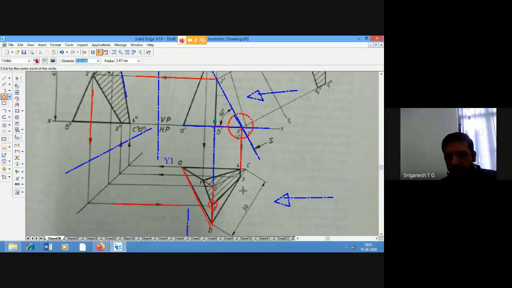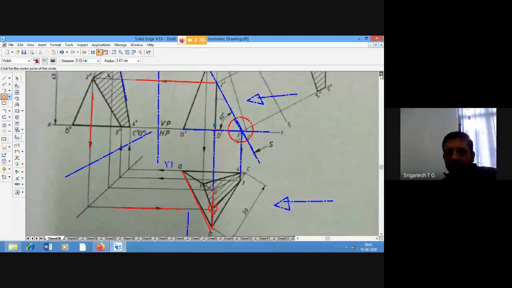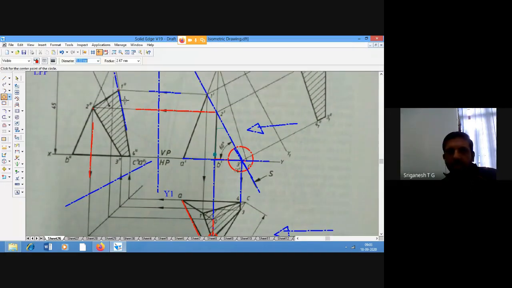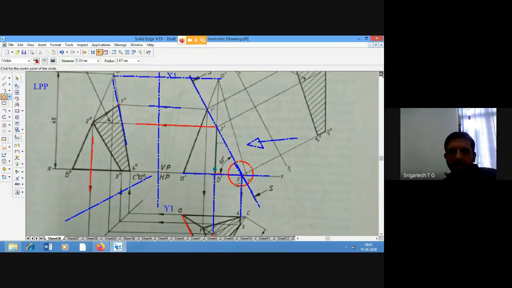So now join all these 4 points, 1, 2, 3 and 4 to 1. So that will give you a trapezium, and that is the sectional top view. And similarly over here in the side view also, join this 1 double dash, 2 double dash, 3 double dash and 4 double dash, and 4 double dash to 1 double dash completed, and that is the sectional side view. Right? Any doubts till here?